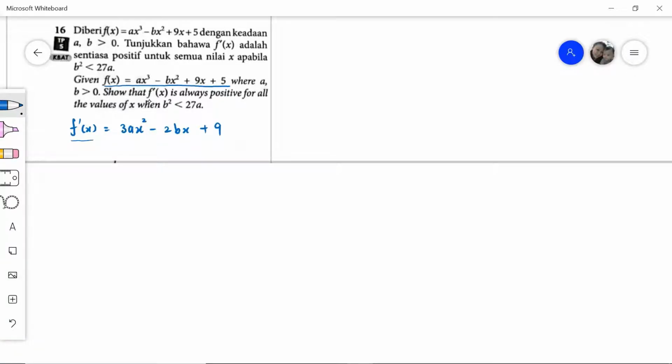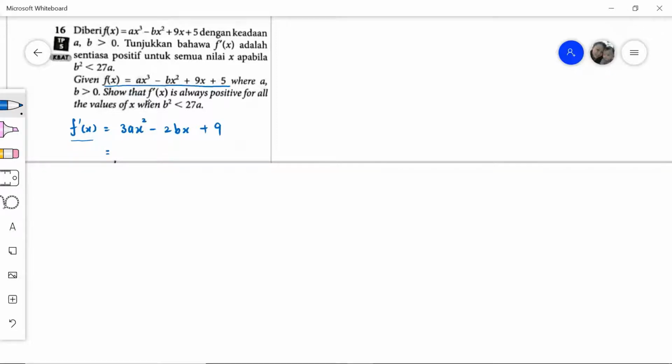There are two ways. Either we write it in vertex form, which means we complete the square first, or we use the concept that when it is always positive, there is no root, therefore b squared minus 4ac is less than 0. Let's try to use these two methods. First method: complete the square.